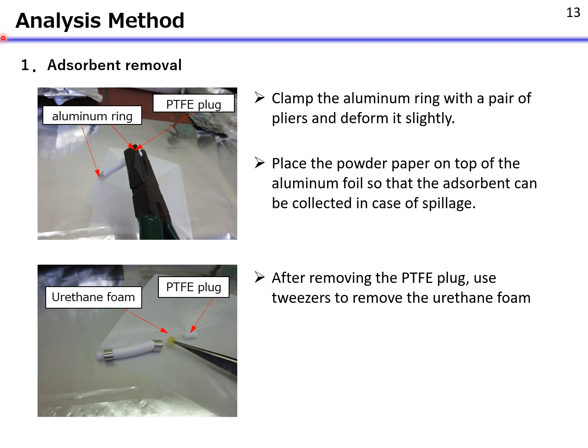The following section describes how to collect samples from the solvent in the sampler. First, remove the solvent from the sampler. Use sprayer to slightly deform the aluminum ring at the top and bottom of the sampler so that the PTFE plug can be pulled out. At this point, place a piece of powder paper over the aluminum foil to collect any spilled solvent. Remove the PTFE plug and remove the polyurethane from inside.